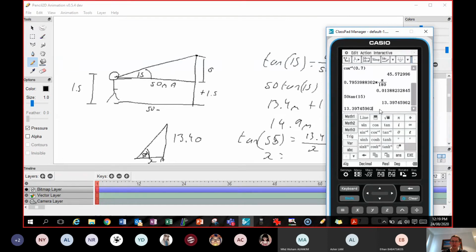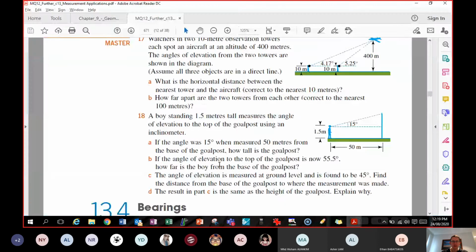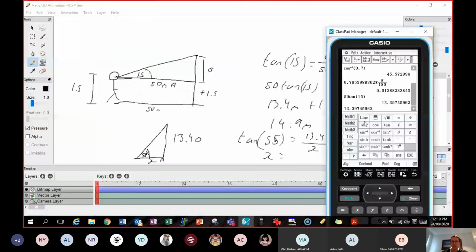Now, it didn't say using my answer, did it? No. So I'm just going to use this one. You probably would normally be told to use your answer. And that's going to be divided by tan 55. I'm in real degrees. Yes, I am. So he's now 9.4 meters away.